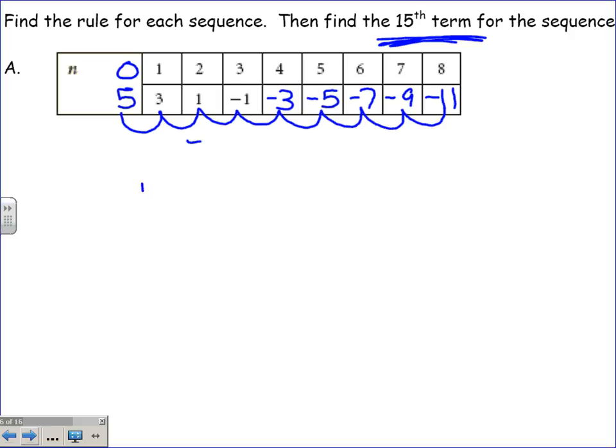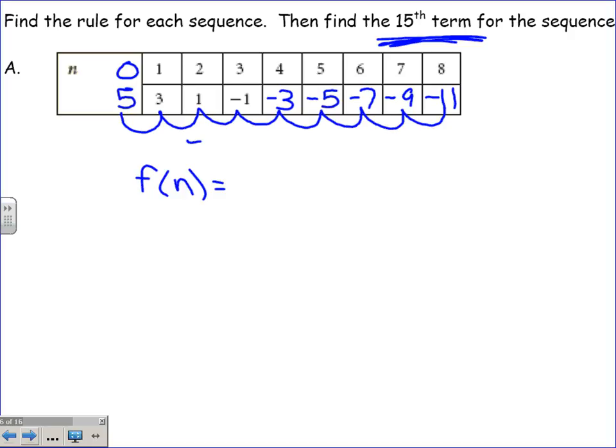Okay, so we're going to write a rule, Ty. F of n equals something. What's the rule going to be? Don't say add 2, because that's not right anymore. What's the rule? Ty? Okay.